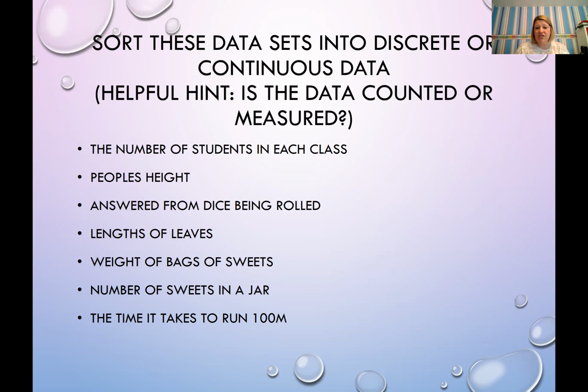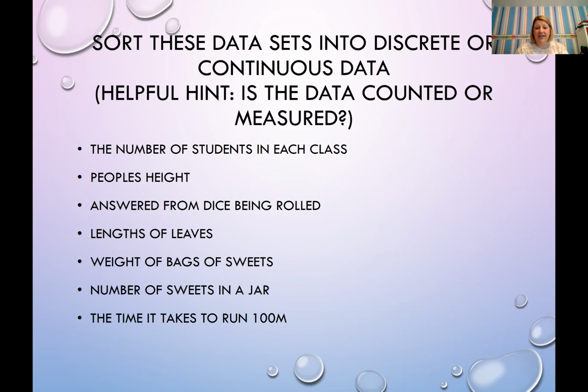So I've got the number of students in each class, people's height, answers from a dice being rolled. I'm really sorry, that says answered, it should say answers from the dice being rolled. So if I collected the information for each time I rolled a dice, how many 1s I got, how many 5s I got, and so on. Lengths of different leaves, weight of bags of sweets, number of sweets in a jar, the time it takes to run 100 meters. So what I'd like you to do is take a moment, pause my video, and see if you can work out which one each one should be. Use that key question: is it counted and therefore discrete, or is it measured and therefore continuous? So press pause, work it out, and then come back to me.